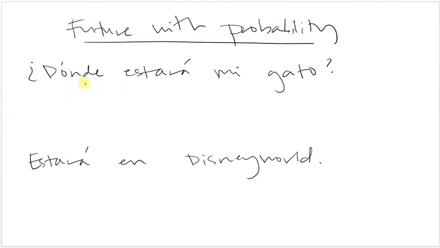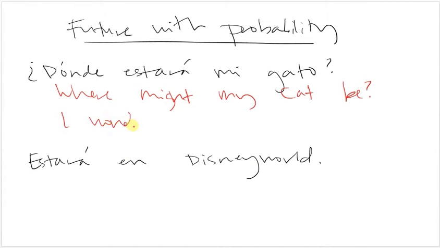But for example, if you say, ¿Dónde estará mi gato? Literally, you're saying, where will my cat be? And we used to say this in English to talk about probability, but now it sounds really formal and weird. So we don't do it anymore, but you still do it in Spanish. So you're not actually saying literally, where will my cat be? What you're saying is like, where might my cat be? Or another way you can look at it is, I wonder where my cat is.